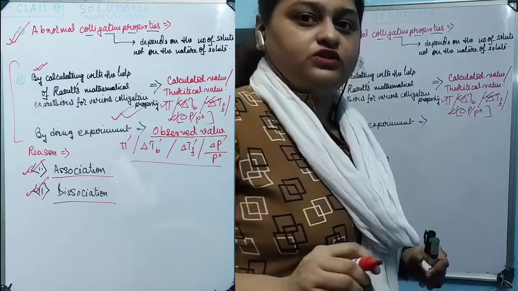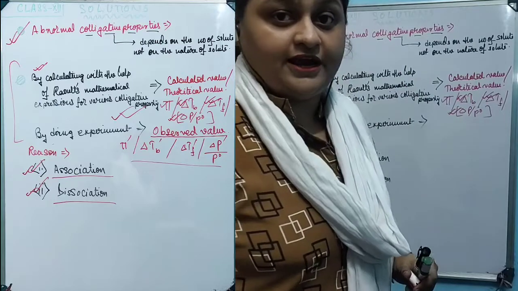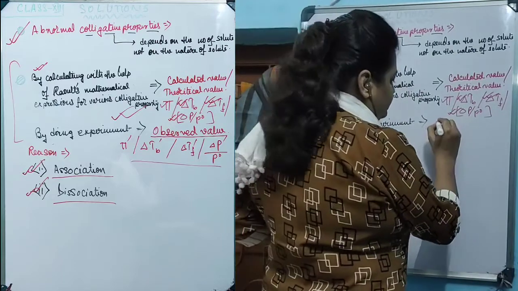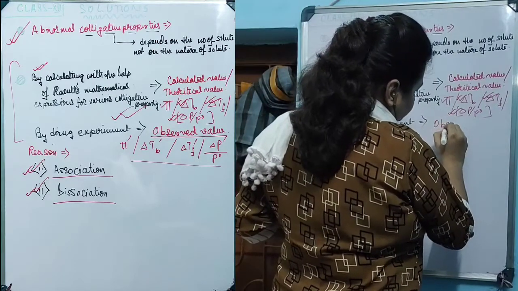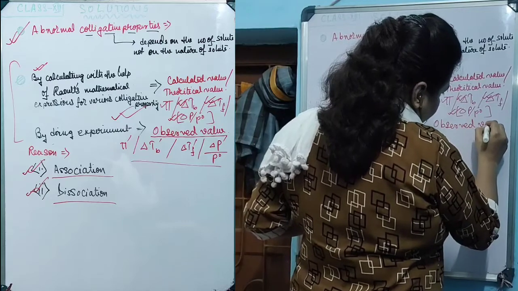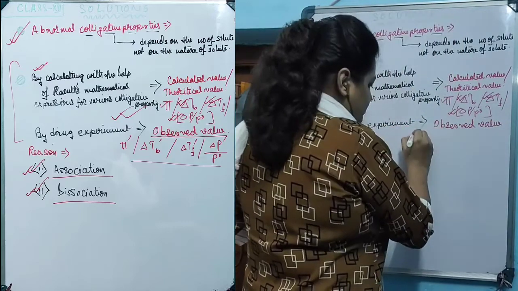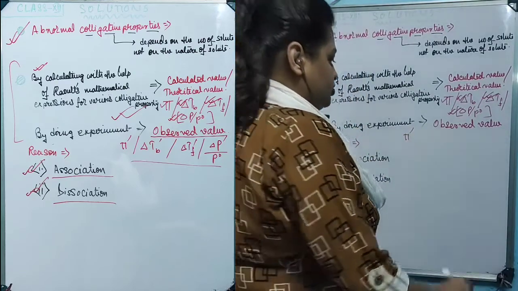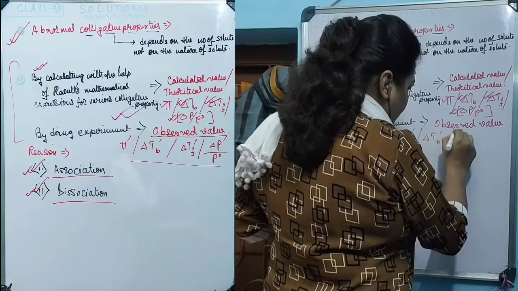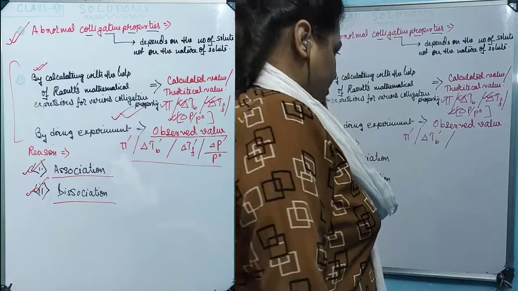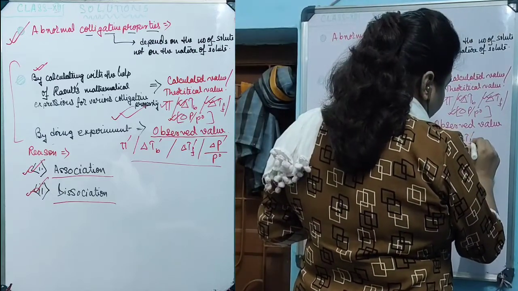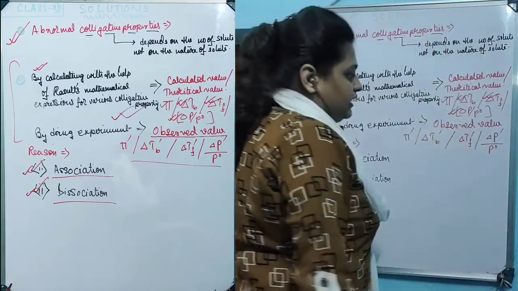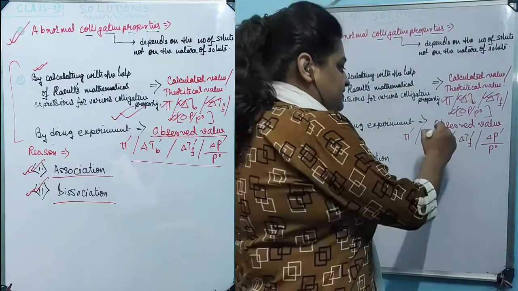But when we do an experiment and get the data by doing the experiment, then that value is known as the observed value. The colligative properties are denoted as pi prime for osmotic pressure, delta TB prime for elevation in boiling point, delta TF prime for depression in freezing point, and delta P prime by P naught for relative lowering of vapor pressure. Now this is the observed value.